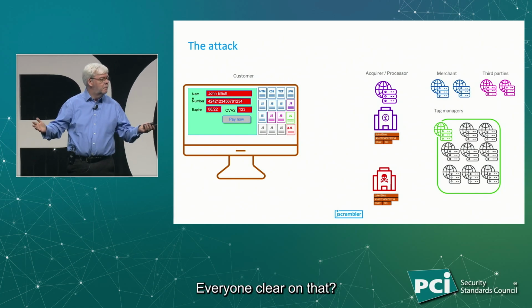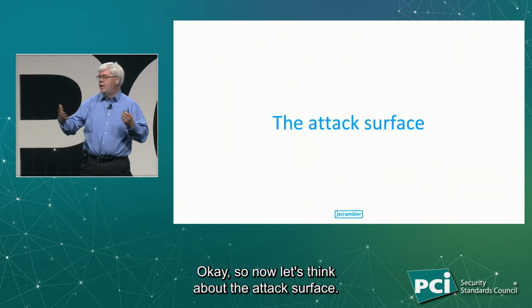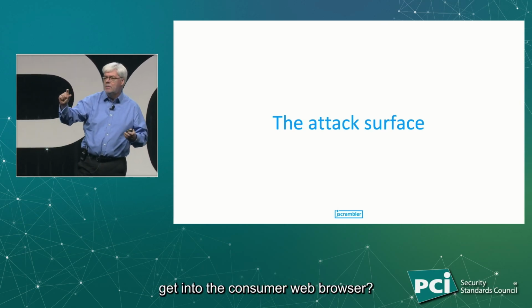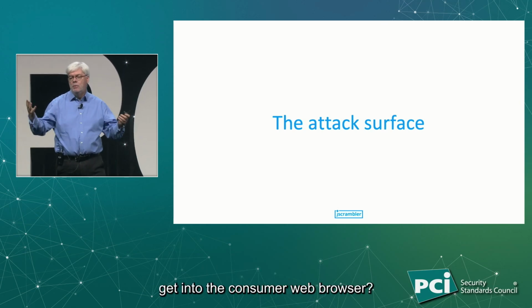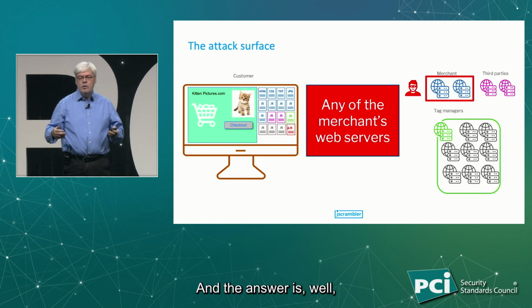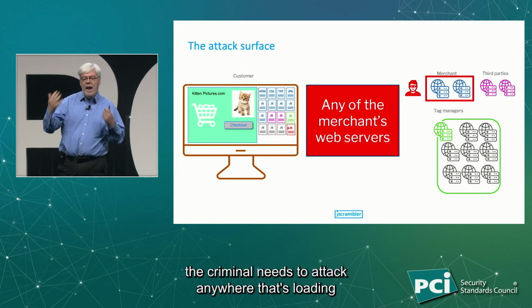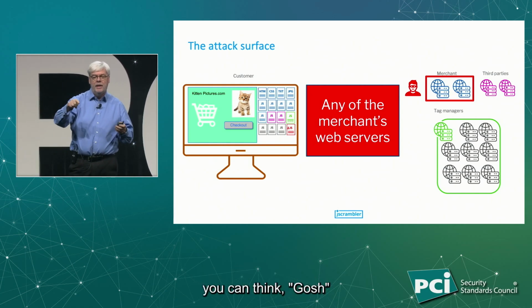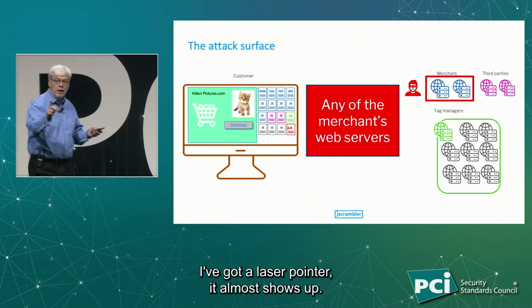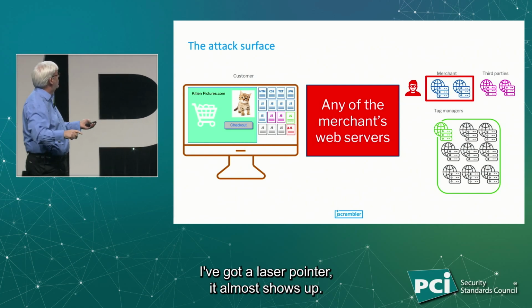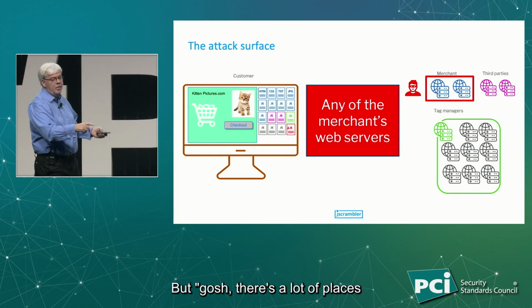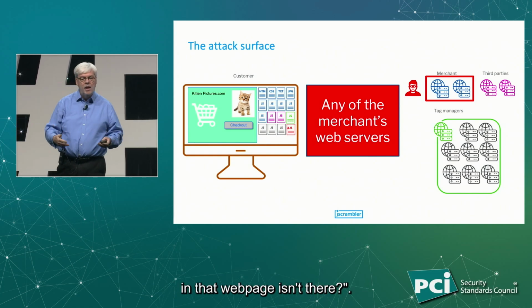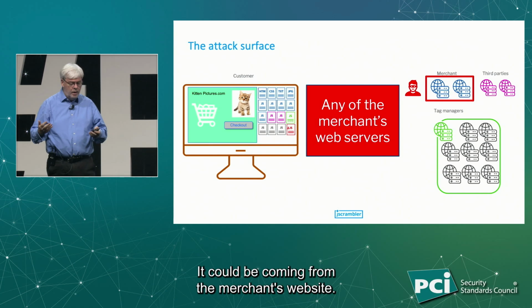Everyone clear on that? OK, so now let's think about the attack surface. How does that nasty red criminal JavaScript get into the consumer web browser? And the answer is, well, the criminal needs to attack anywhere that's loading JavaScript. Now, if you're running ahead, you can think, gosh, I've got a laser pointer. It almost shows up. But gosh, there's a lot of places where JavaScript is being loaded in that web page, isn't there? It could be coming from the merchant's website.